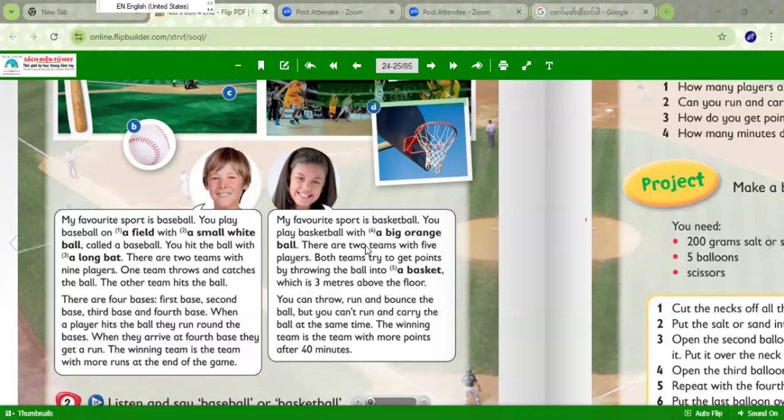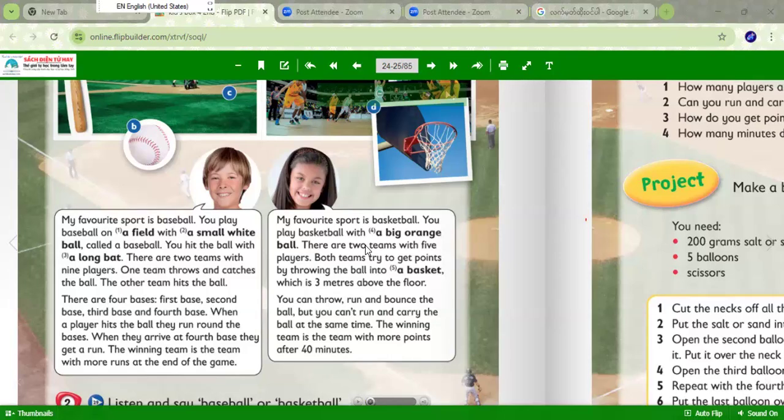Both teams try to get points by throwing the ball into a basket. This is familiar to all of us because we know how to play basketball, right? And we have to throw into the basket, which is 3 meters above the floor. 3 meters is really high. You can throw, run, and bounce. Bounce is like a football player bouncing the ball. Bounce the ball, but you can't run and carry the ball at the same time. This is what we know, right? We have to bounce and run, not carry the ball.